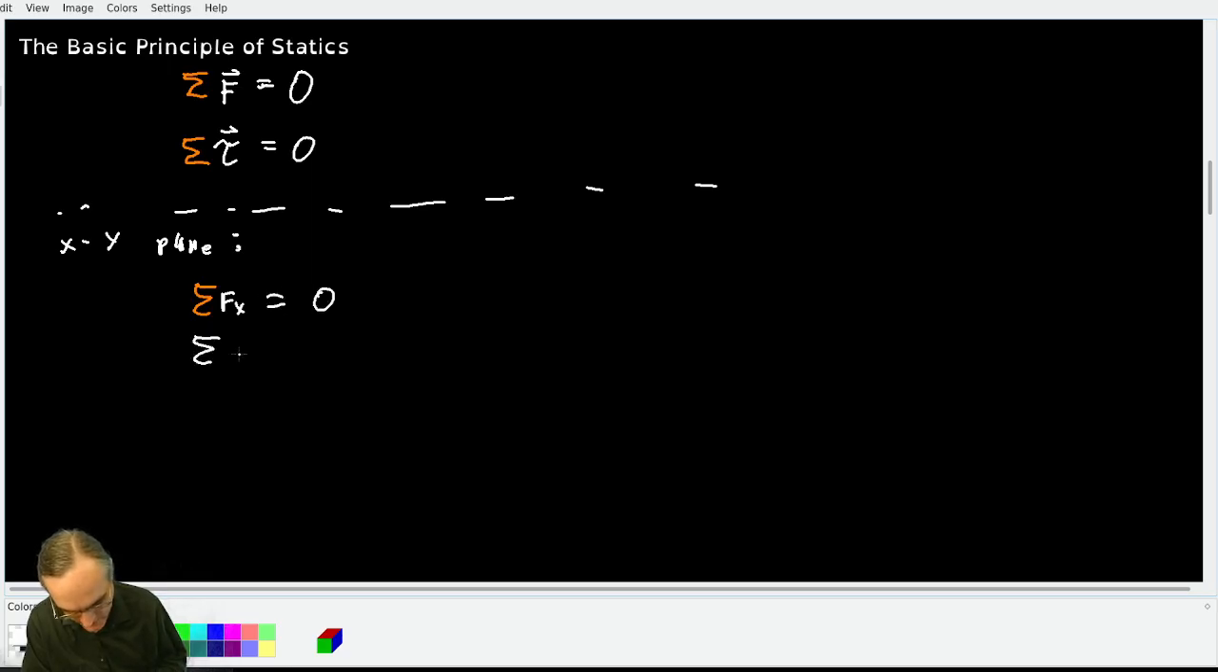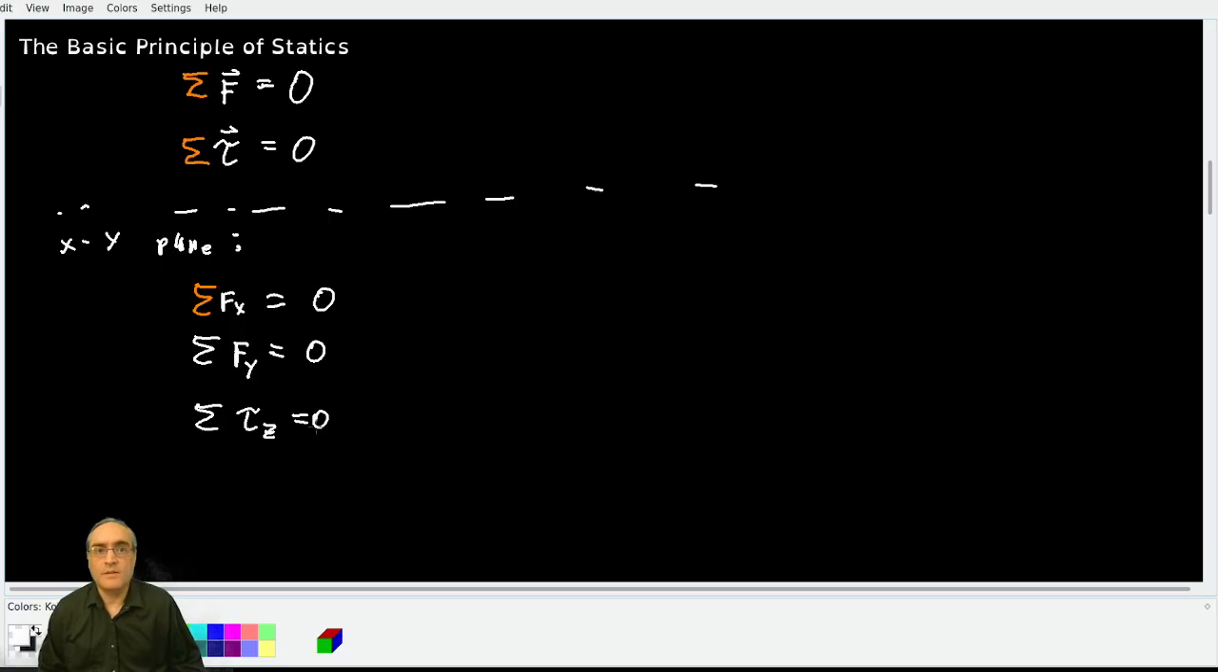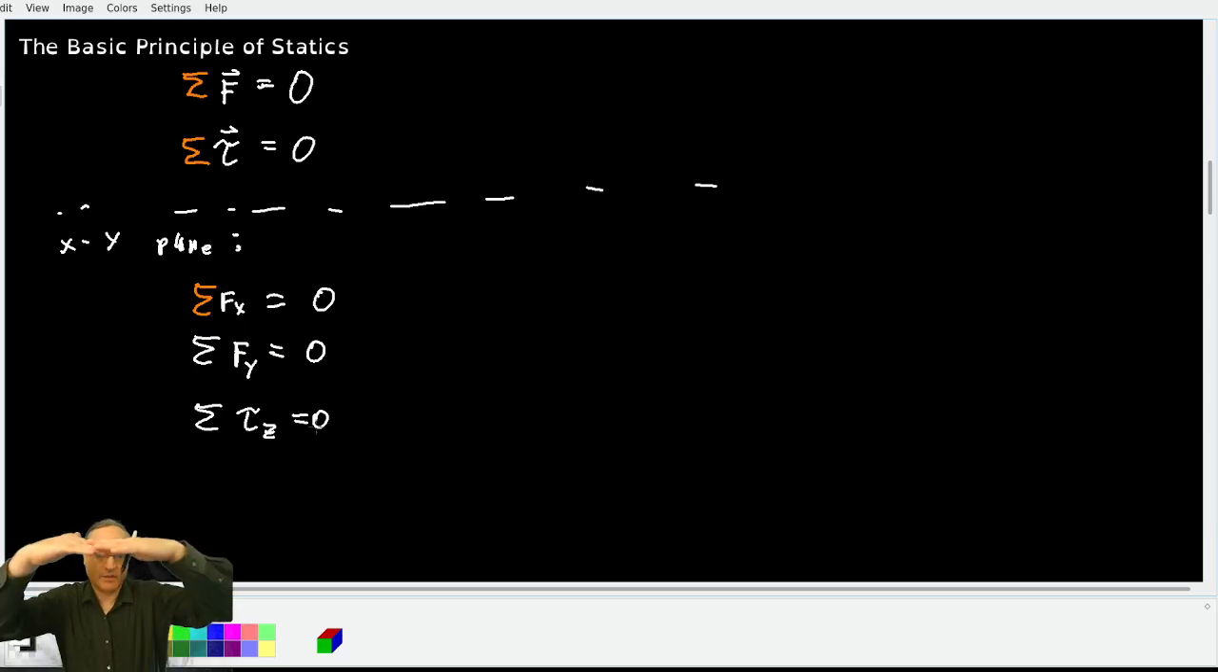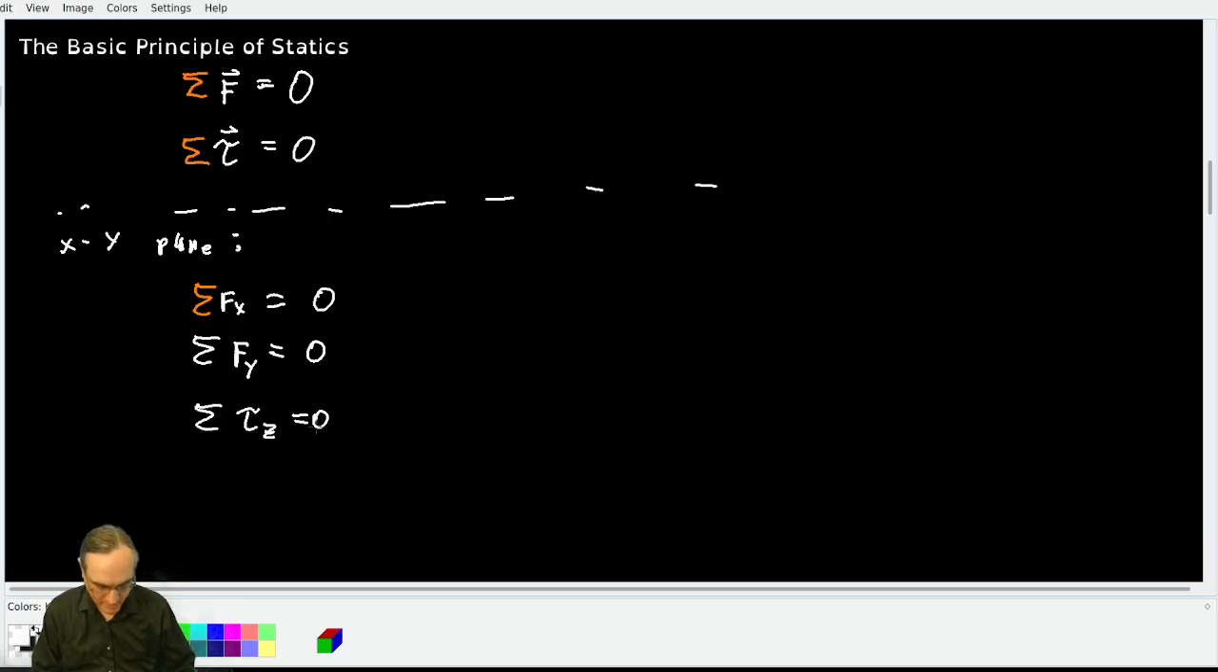So the sum of forces in x would be 0, the sum of forces in y would be 0, and the sum of torques about the z-axis would be 0. And that's more the form we'll be using. So we're actually using a simplified set. We don't worry about sum of forces along z. We're treating it as though everything is happening in a singular plane of action. It makes things a little bit easier.